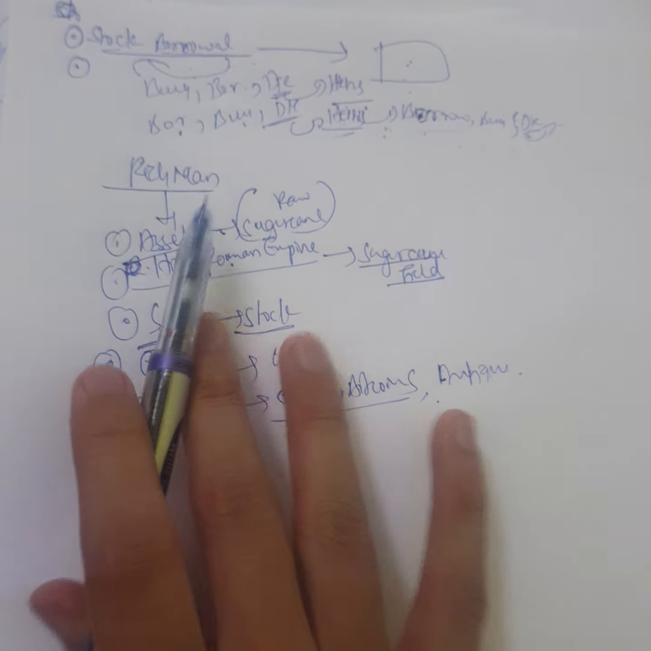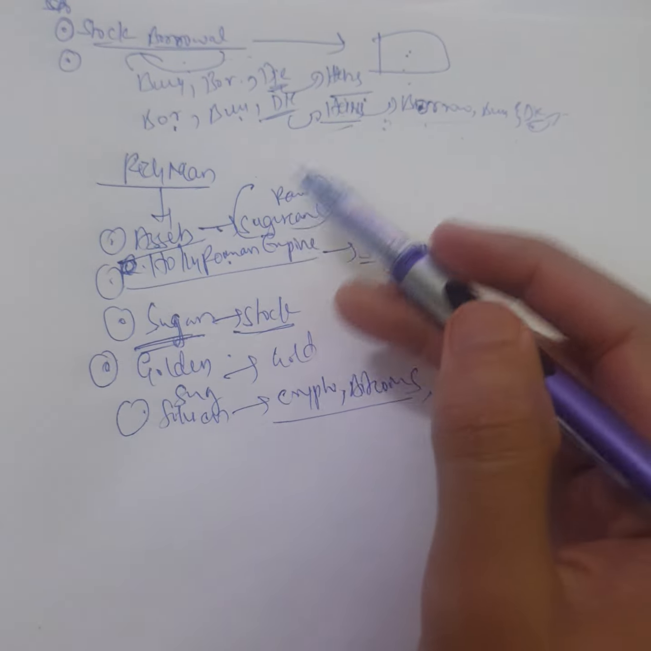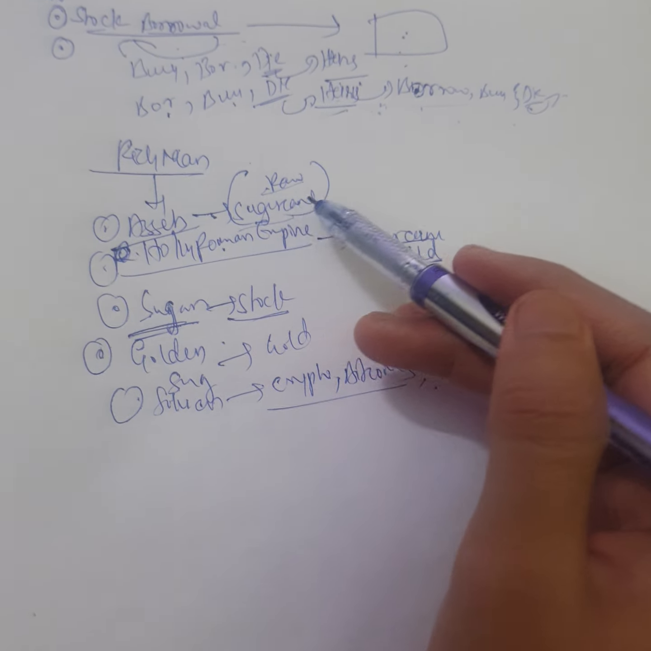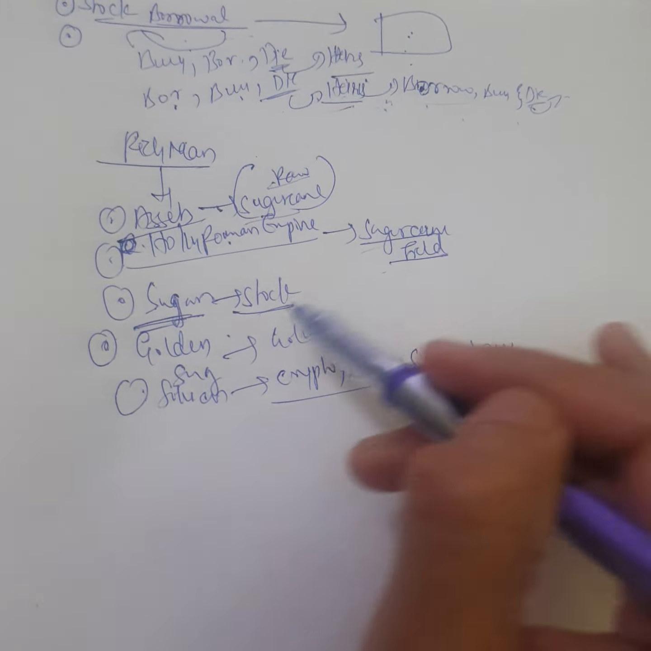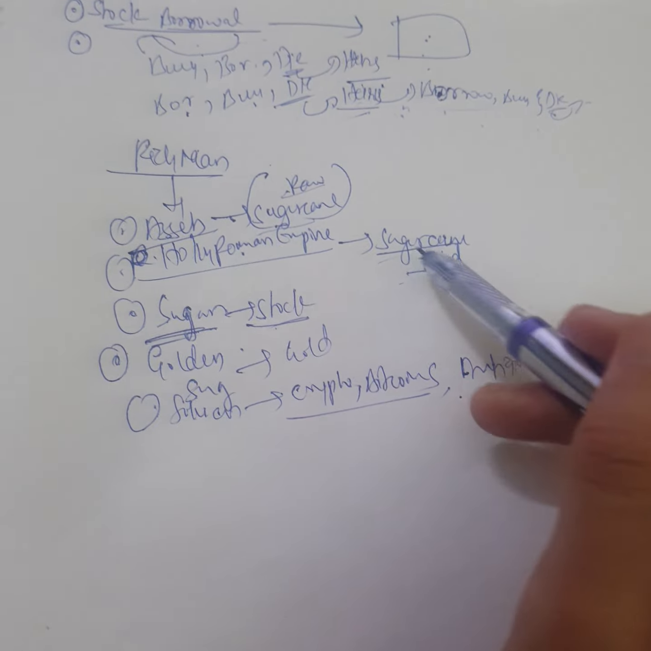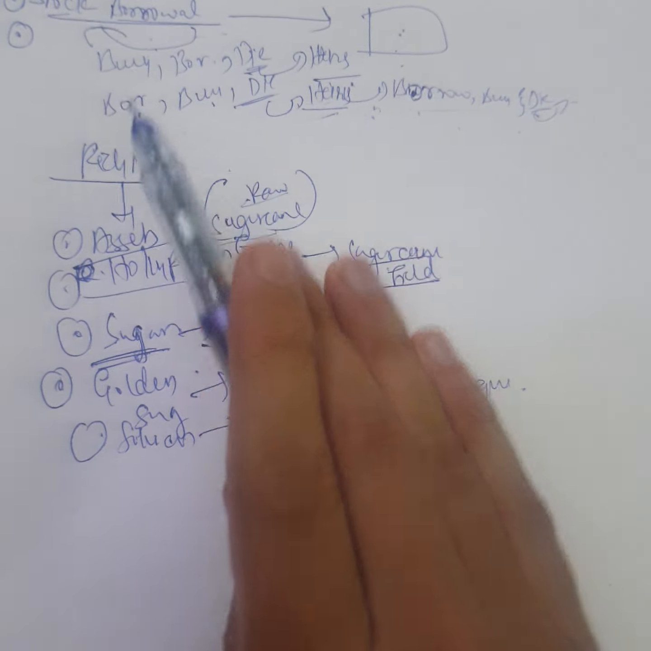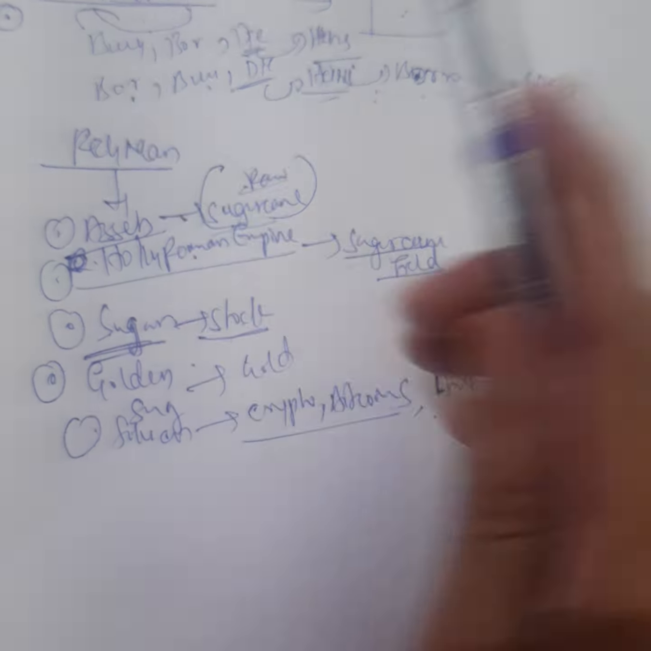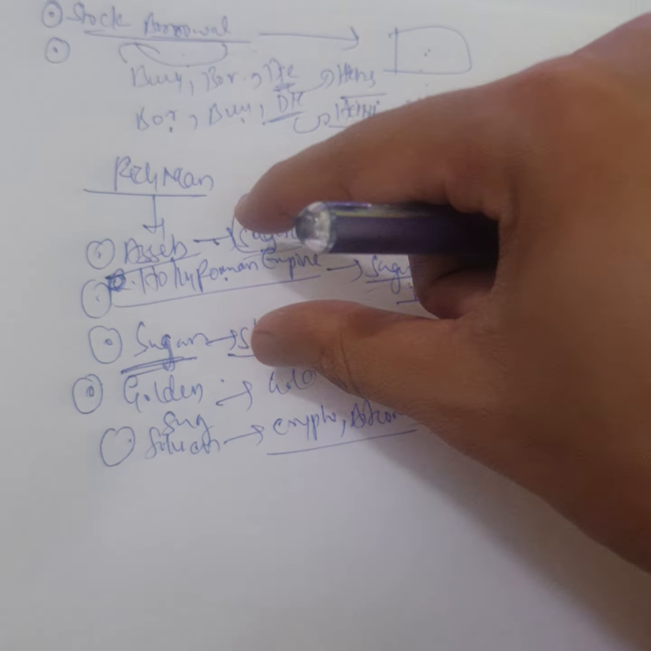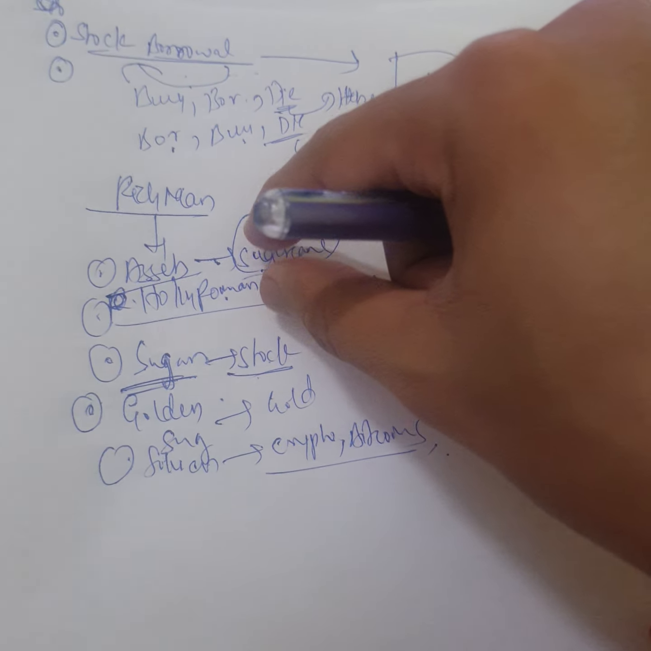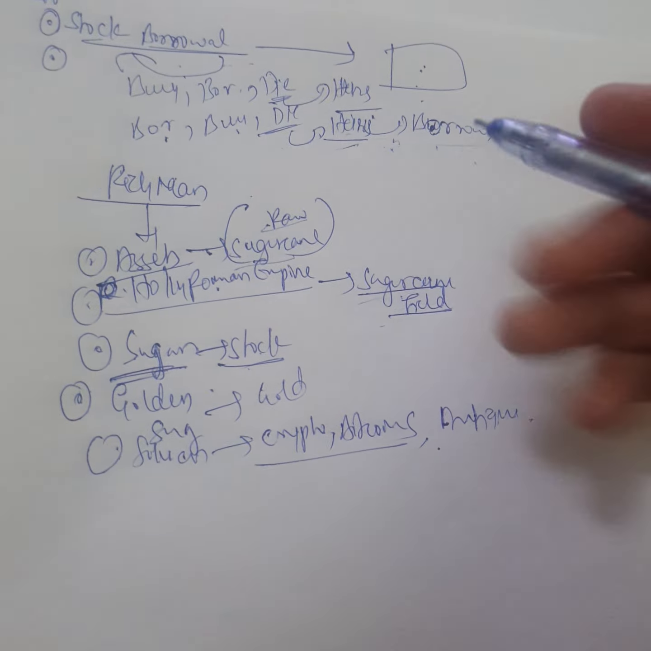This entire thing: the raw sugarcane, the Holy Roman Empire sugarcane field, and the stock. Raw, sugar, stock. You need to understand these three things first. You need to understand this entire thing really well.